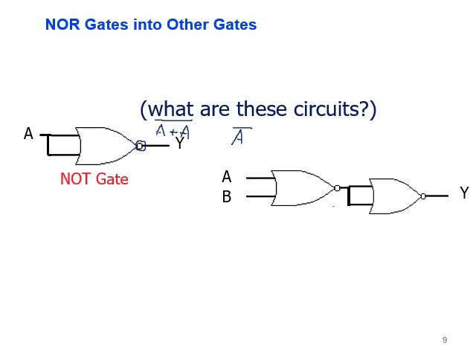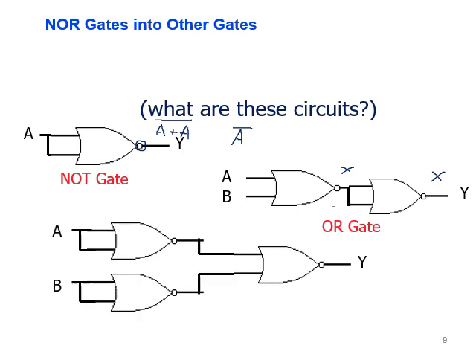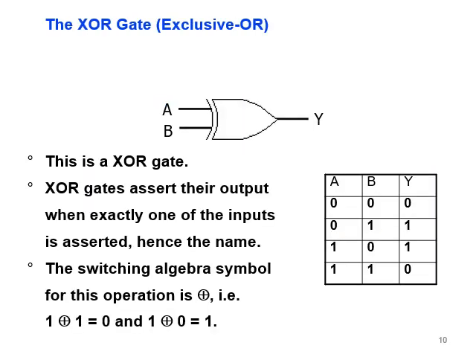Also, from 2 NOR, we can construct OR gate. I advise to go through the steps. It means see the output here and the output here, and check what is the output of this combination. And from 3 NOR gate, we can come up with AND gate. Also, I advise you to go through the steps to see the combination.